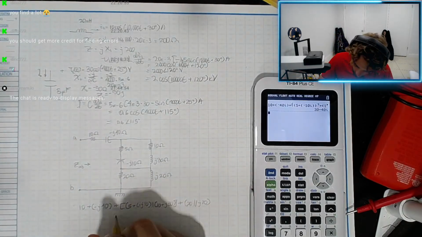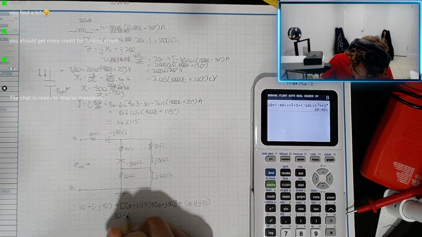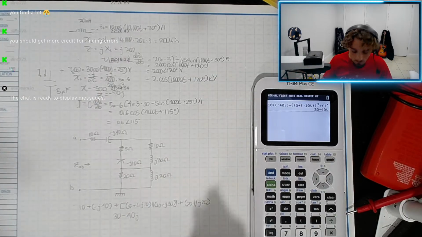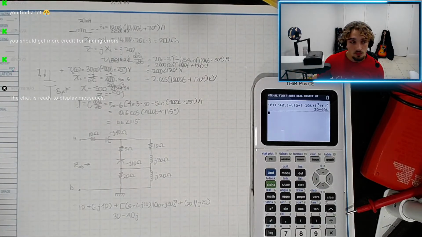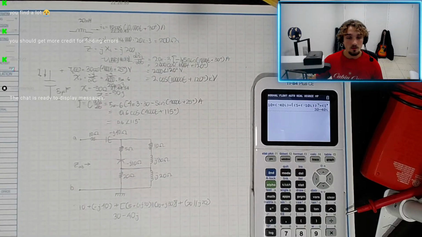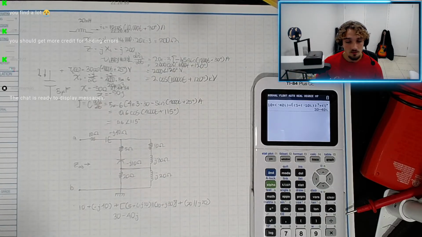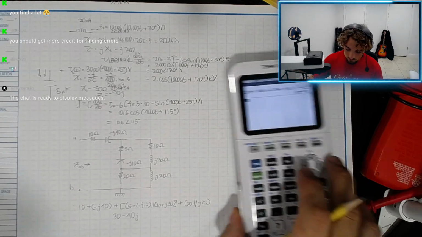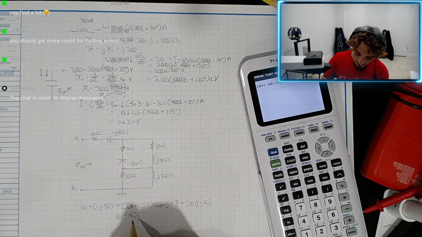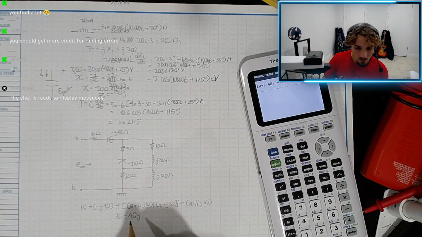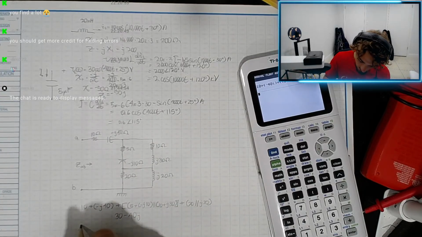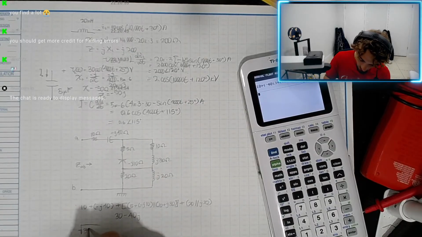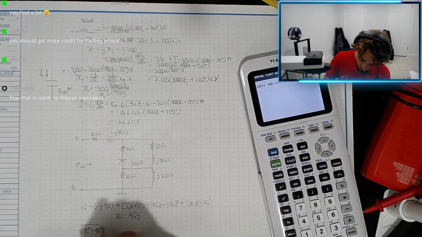30 minus 40. Well, we'll say J, for engineer's sake. Okay. Find the impedance of the circuit in both polar and rectangular form. This is rectangular form, and this is accurate. And then I think polar form would look like the square root of 30 squared plus 40 squared.